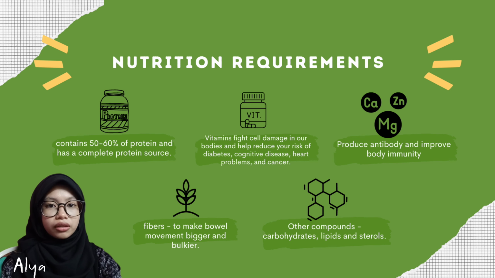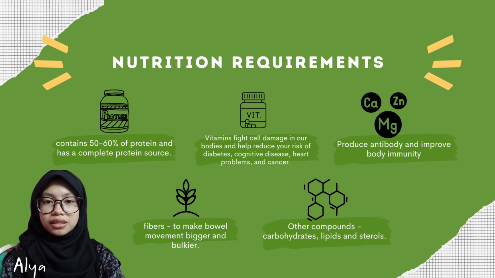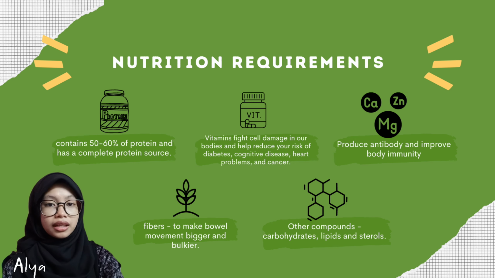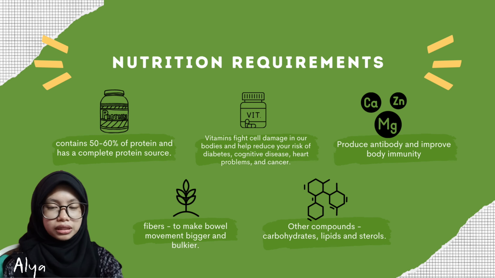The nutrition requirements of Chlorella vulgaris are: first, protein. Chlorella vulgaris contains 50 to 60% protein and is a complete protein source. Next, vitamins. Vitamins help to fight cell damage in our bodies and help reduce the risk of diabetes, cognitive disease, heart problems, and cancer. Besides that, Chlorella vulgaris has minerals to produce antibodies and improve body immunity. It also contains fibers to make bowel movements bigger and bulkier. And lastly, it has other compounds such as carbohydrates, lipids, and steroids.